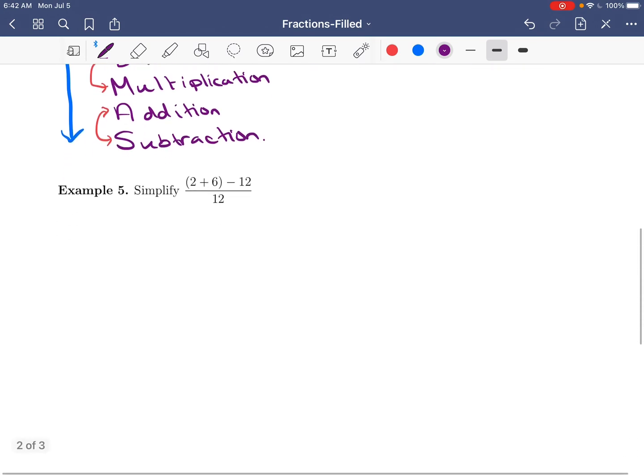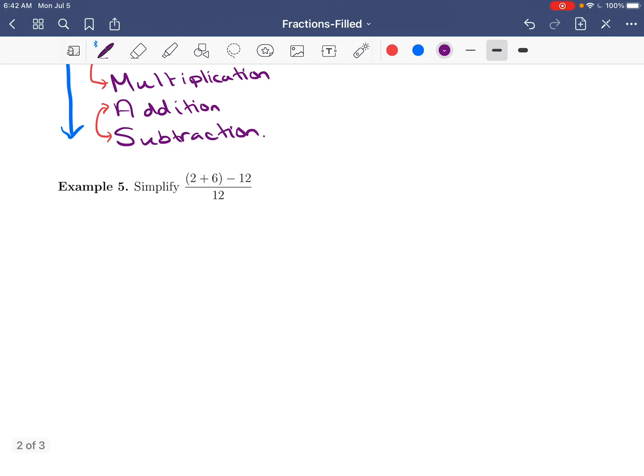So here's a little simple one. So what you want to be careful of, it's very tempting to cancel these 12s. Okay, because it's both 12. We can't do that because we have to do the brackets first. And when you have a fraction, there's actually like brackets on the top and the bottom as well. Because this big line is saying take this thing and divide it by this thing.